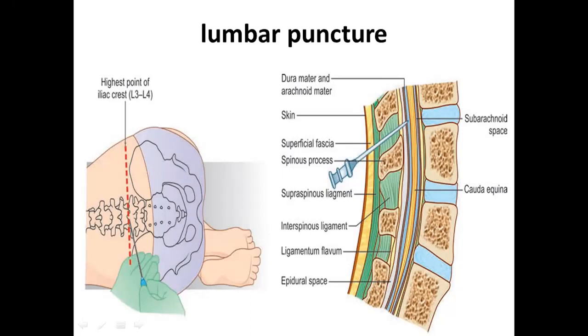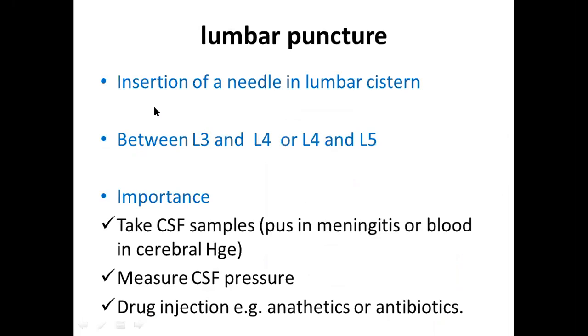So, the lumbar puncture means insertion of a needle in the lumbar spine. It usually lies between L3 and L4, below the end of the spinal cord, and to avoid injury of the spinal cord, or below the level of L4 and L5. The roots of the spinal cord don't get injured during the injection because the root is not fixed.